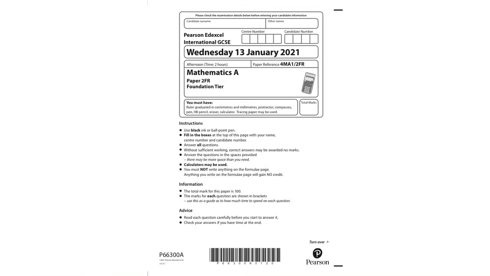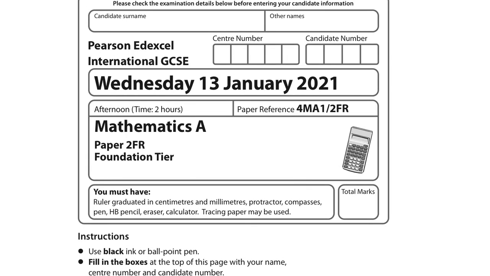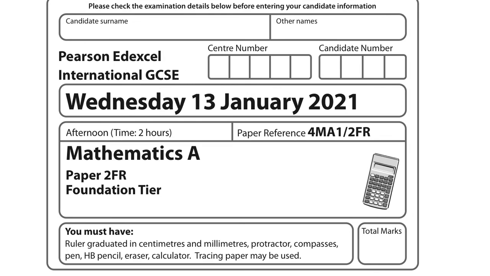Okay, exciting times. We're on the second paper, okay? This is January 21, and it is 2FR. So we're going to do a similar approach to the last one. I'm only going to cover the foundation paper questions on this video, and the ones that cross over, the ones that are in the higher paper, I'm going to do on the higher video, okay? So we're just going to focus on the foundation skills for this video.